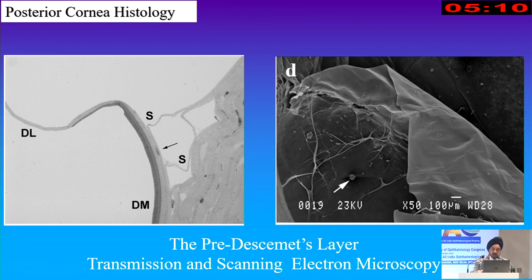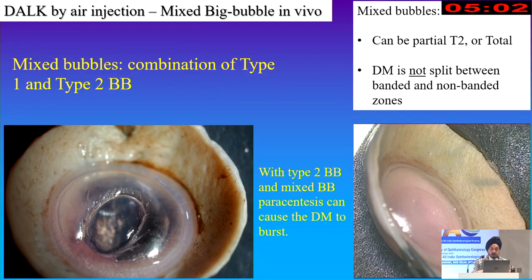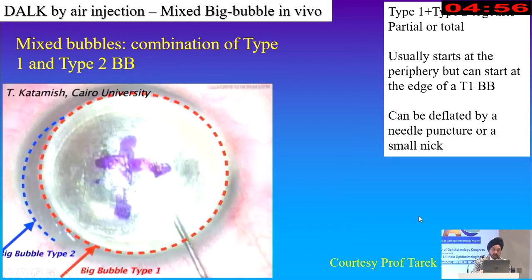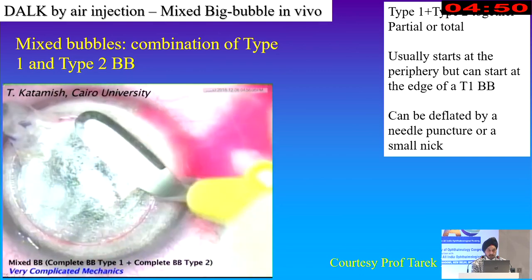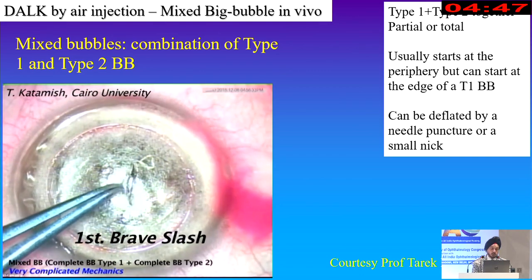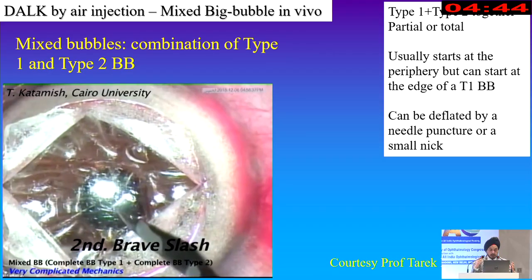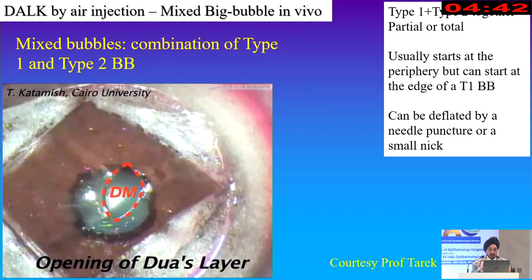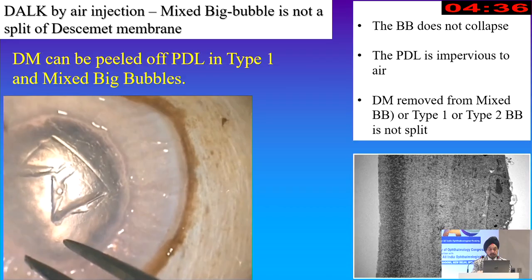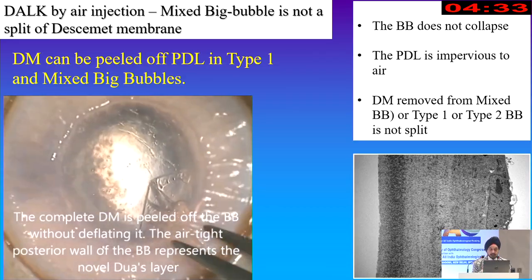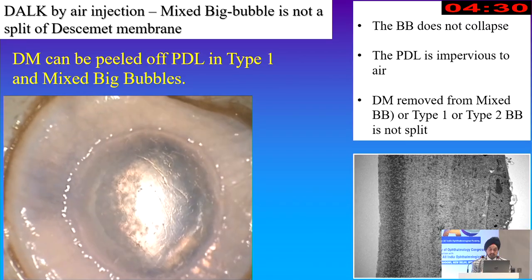And these are just some scanning and transmission EM pictures to show you those strands extending between the bubble wall and the stroma. This is a mixed bubble, where you get a type 1 component centrally and a type 2 on the periphery. And this is one example, a video lent to me by Tariq Katamish, of how clinically this will look. You can see the top has been taken off, but there's another bubble underneath. And as you release that, you can see the Descemet's membrane. So there were 2 bubbles over here. You can peel off the Descemet's membrane entirely from a type 1 bubble like this.